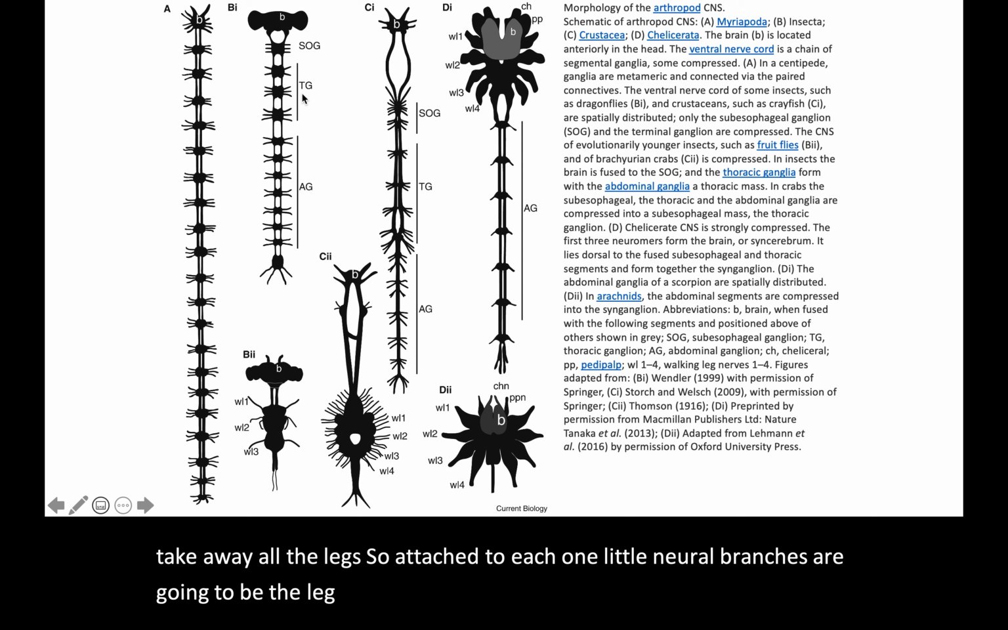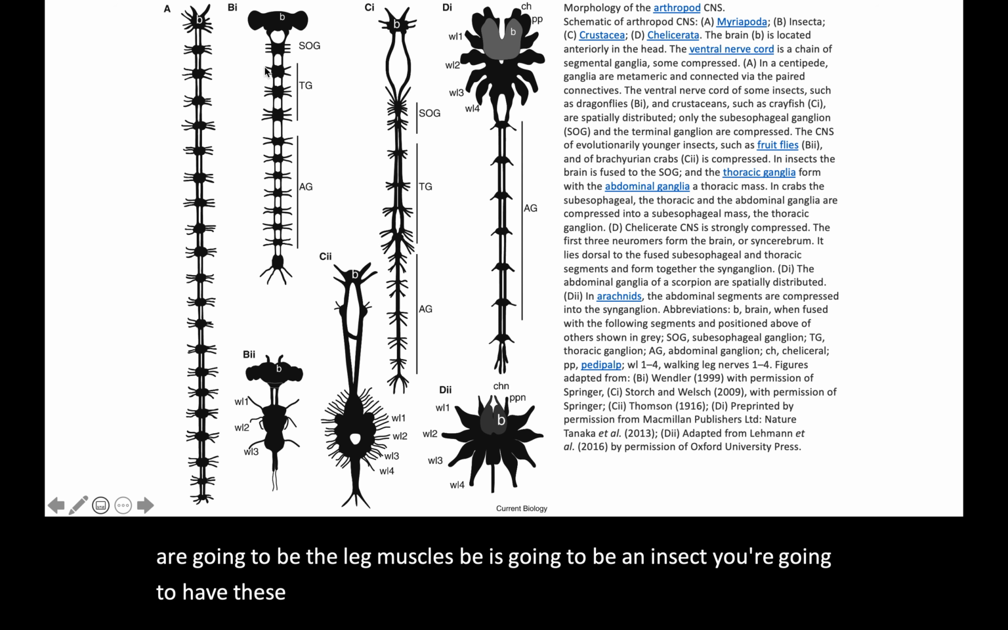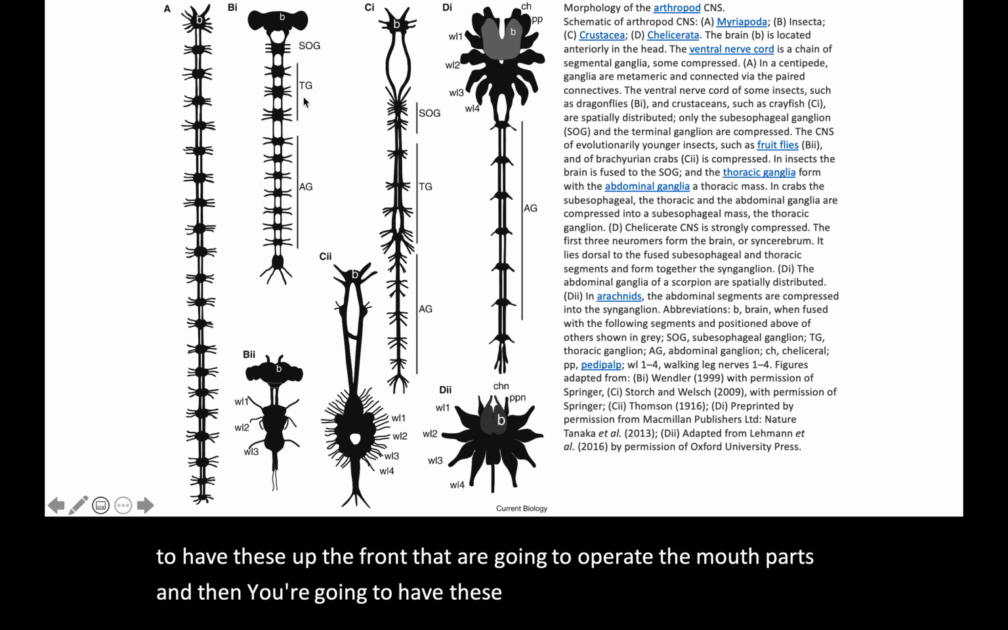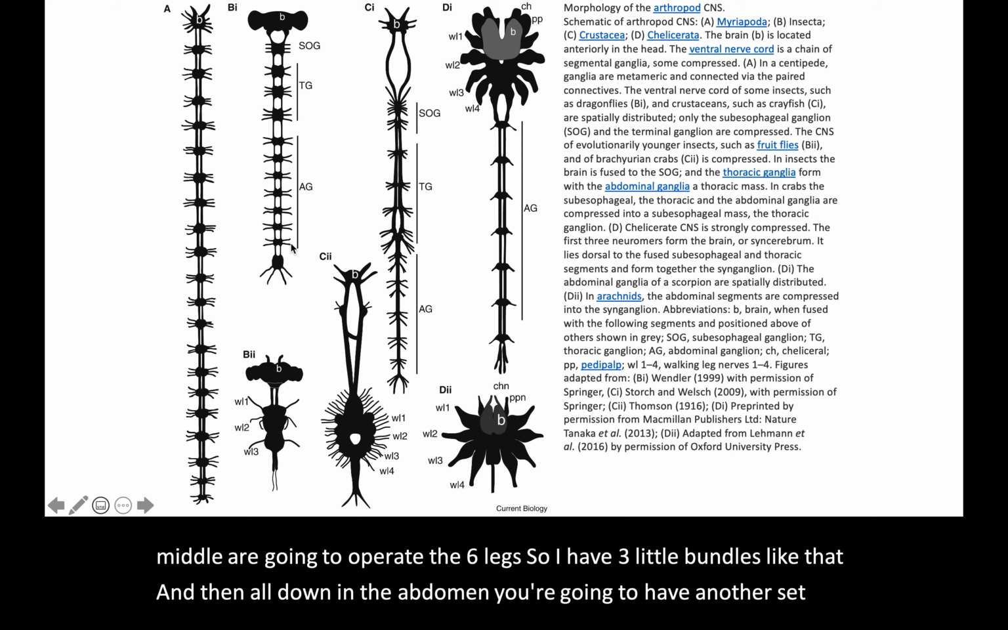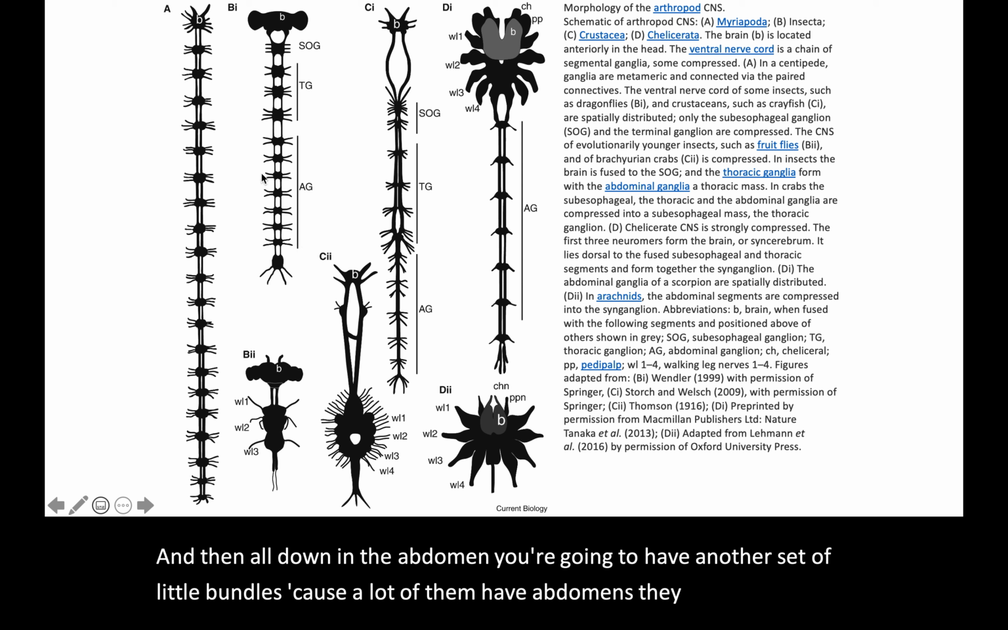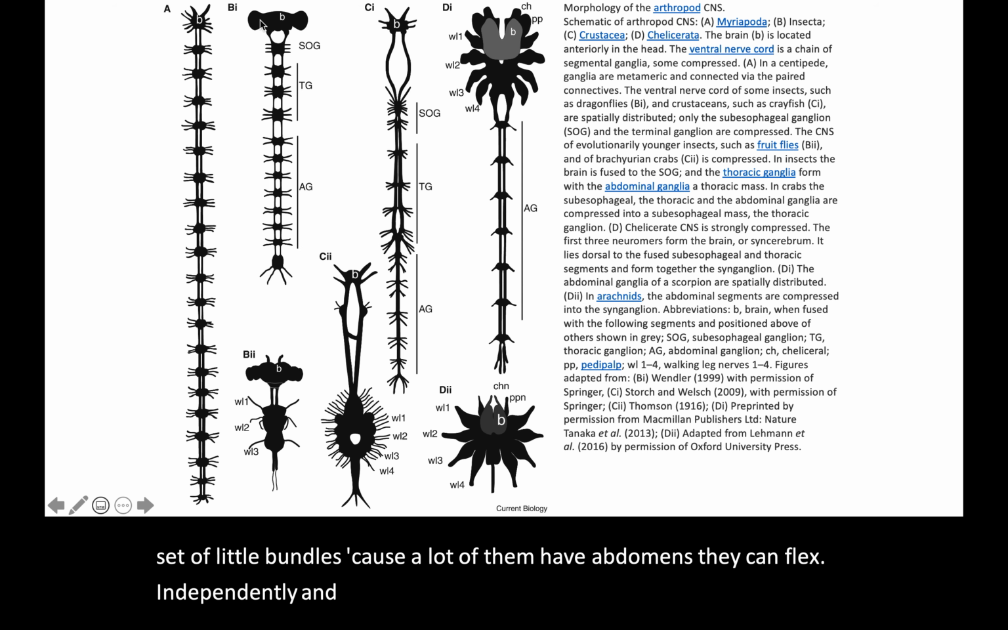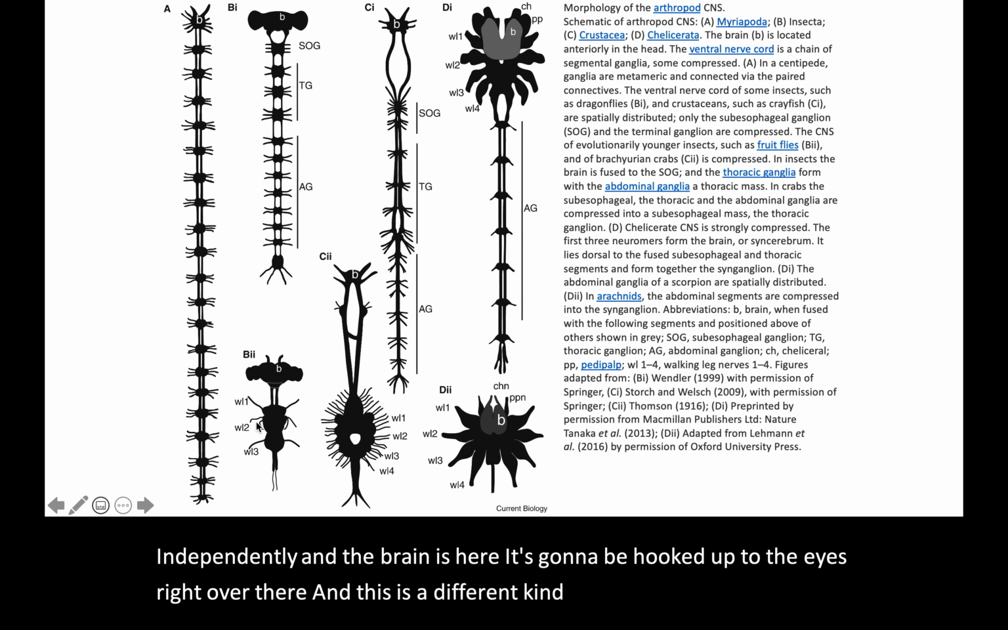B is going to be an insect. You're going to have these up at the front that are going to operate the mouth parts. And then you're going to have these in the middle that are going to operate the 6 legs. So we'll have 3 little bundles like that. And then all down in the abdomen, you're going to have another set of little bundles, because a lot of them have abdomens they can flex independently. And the brain is here, and that's going to be hooked up to the eyes right over there. And this is a different kind of insect that just has those 3 ganglia, 1, 2, 3.